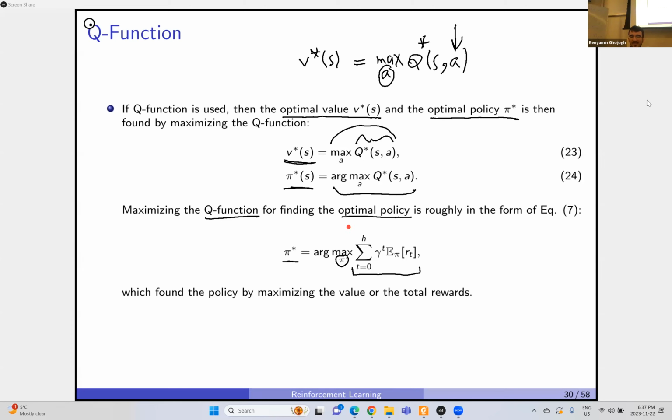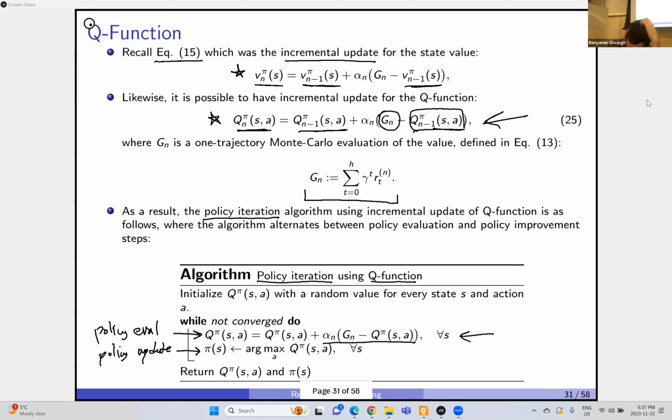What if I had only maximized this with respect to pi? It would be in the essence of reward or value, right? Then we said, do you remember the incremental update or temporal difference that we had for value here? Again, as I said, whatever we have for value, we have it for Q too. So here we also can have it for Q, like before. And the GN, if you remember, was the total discounted rewards, right?